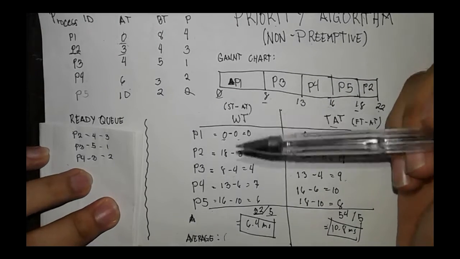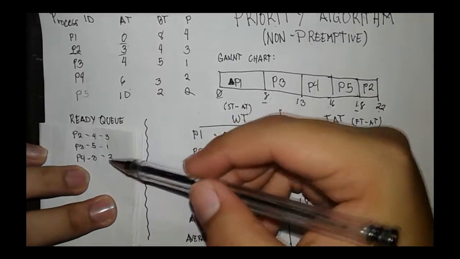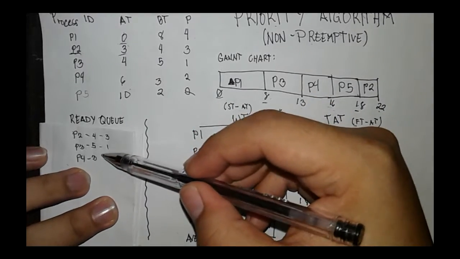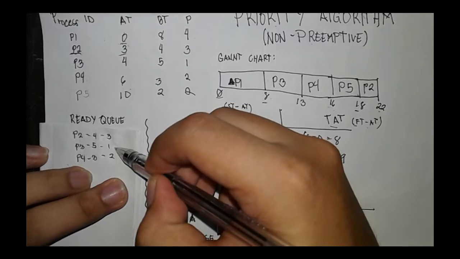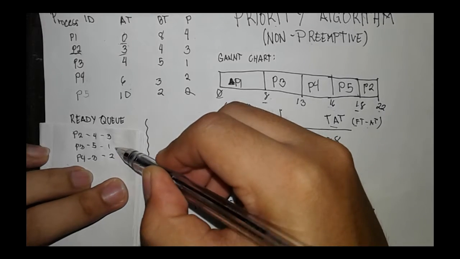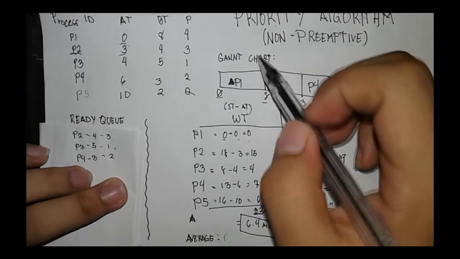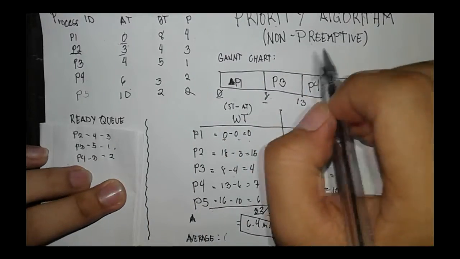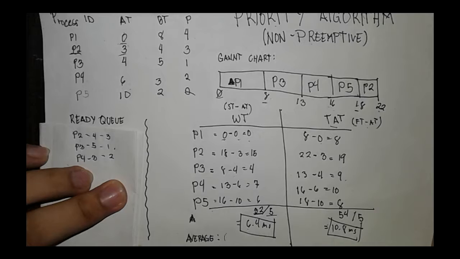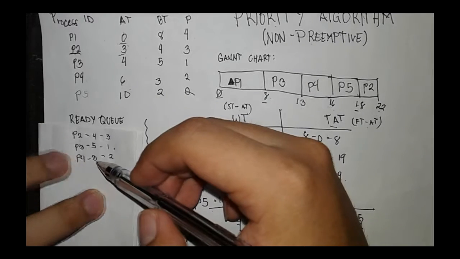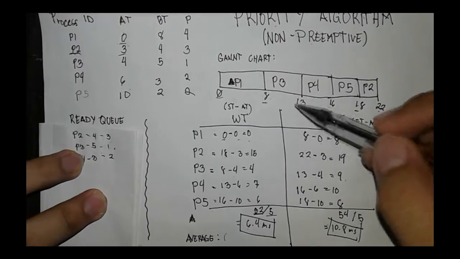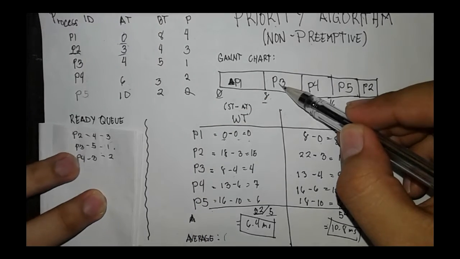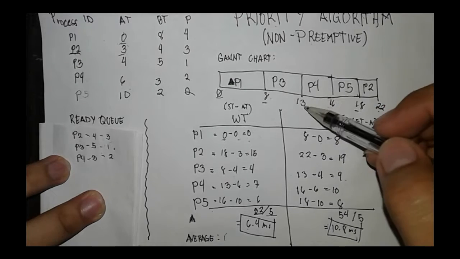As you can see, P3 has arrived, and P3 has the highest priority. So take note, since this is the non-preemptive version, there will be no preemption happening in this case. So P3 will be executed next because of its priority. So P3 here, and P3 will be ended at time 13.